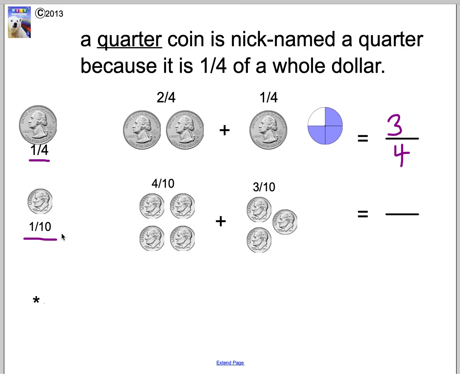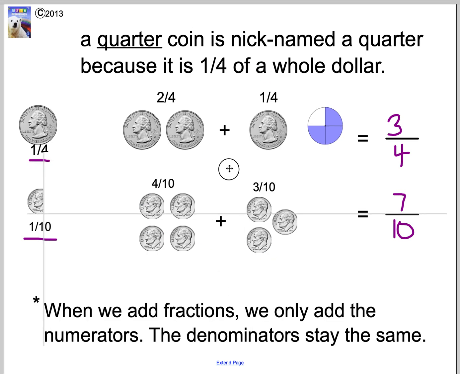When working with dimes or tenths of a dollar, if I have 4 dimes or 4 tenths, and I'm going to add another 3 tenths or 3 dimes, what do I have? Well, when adding fractions, our denominators aren't added. Just the numerators, or the number on top. And since 4 plus 3 is 7, together we have 7 dimes or 7 tenths. It's a good reminder that when we add fractions, we only add the numerators. The denominators stay the same.